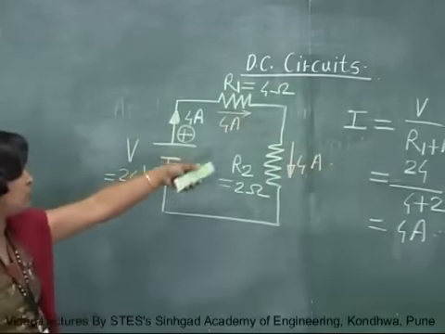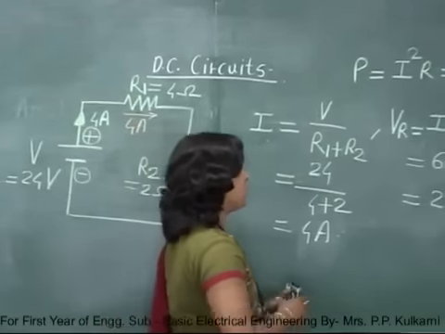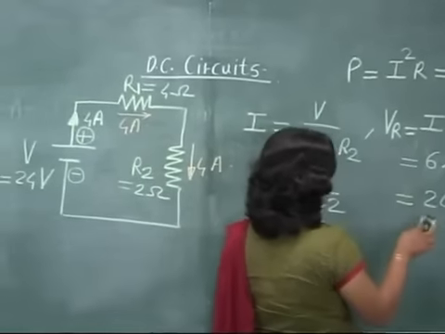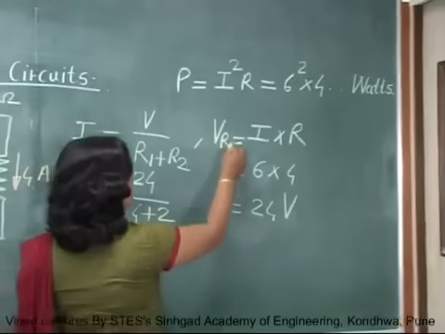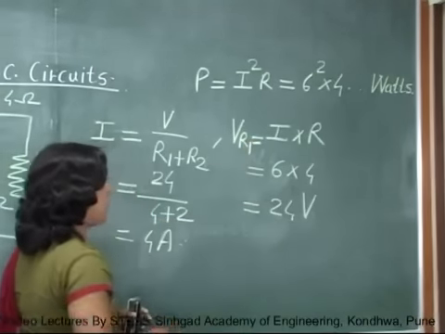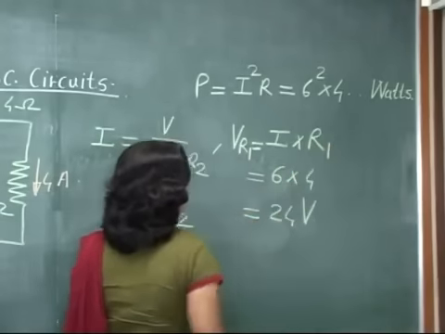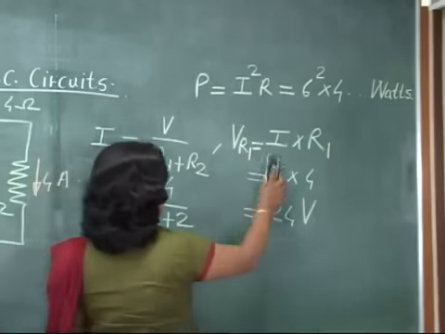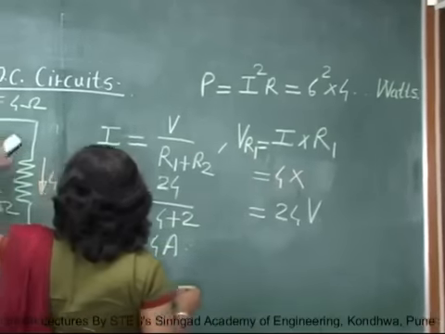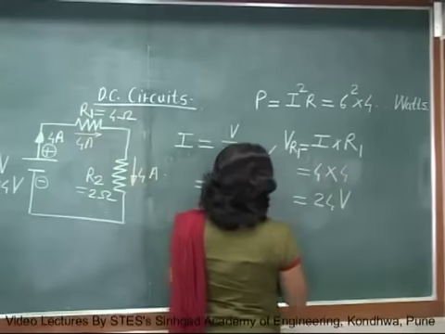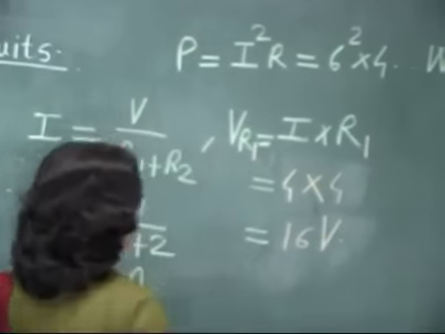So the current in R1 and R2 is 4 amperes, while power consumed by these two resistances as well as voltage across resistance R1 and R2 we can calculate using the same formula. Now if I want voltage across resistance R1, then I can calculate using I into R1. How much is I? In this case I is equal to 4, and resistance R1 is equal to 4. So you will get the voltage across resistance as 16 volts.